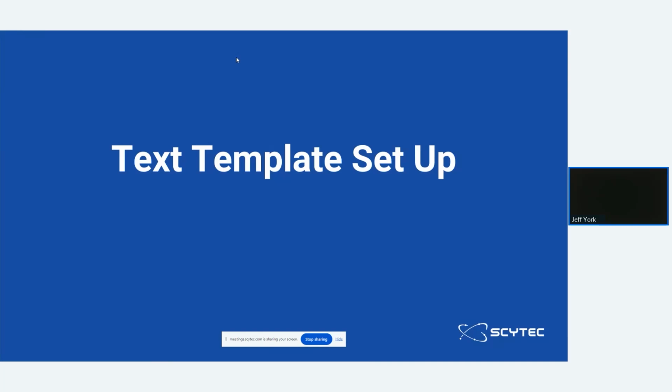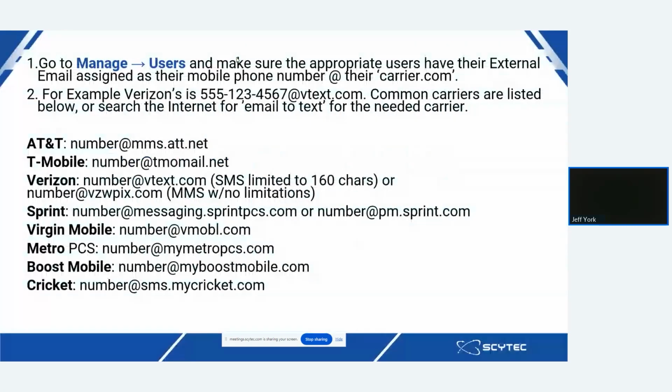Finally, we will discuss the text template setup. And this is very easy. You do it the same way as you would an email template, but you use your phone's text to email function, and every single carrier has one of these. I'll go through the process first: you go to the Manage tab, you select users, you make sure the appropriate users have their external email assigned as their mobile phone number at carrier.com.